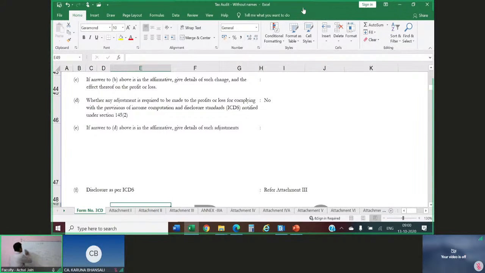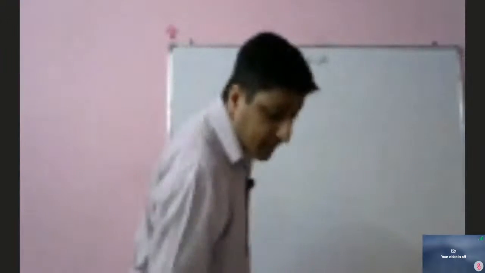So this clause says ICDS needs to be evaluated by the auditor. What are ICDS? ICDS are Income Computation and Disclosure Standards. Currently, there are 10 ICDS which are applicable to all the entities. So let's understand what we mean by this.